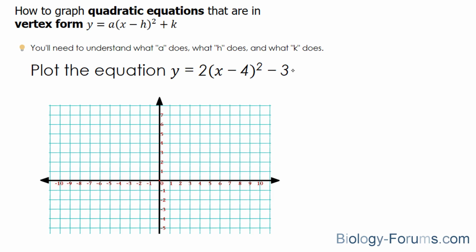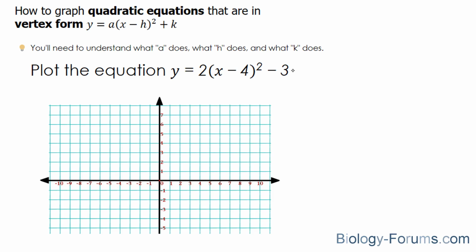A represents two main things. It represents how much the parabola will stretch or compress, and it also represents whether the parabola will open up like a smiley face or open down like a sad face. And the plus or the minus in front of the a is what determines that.